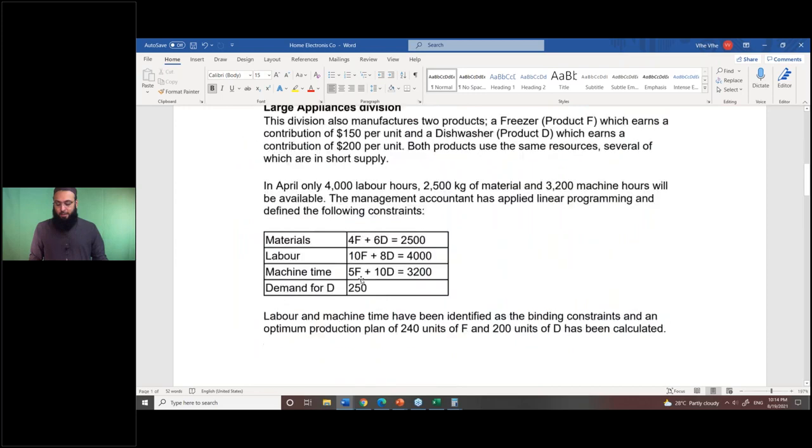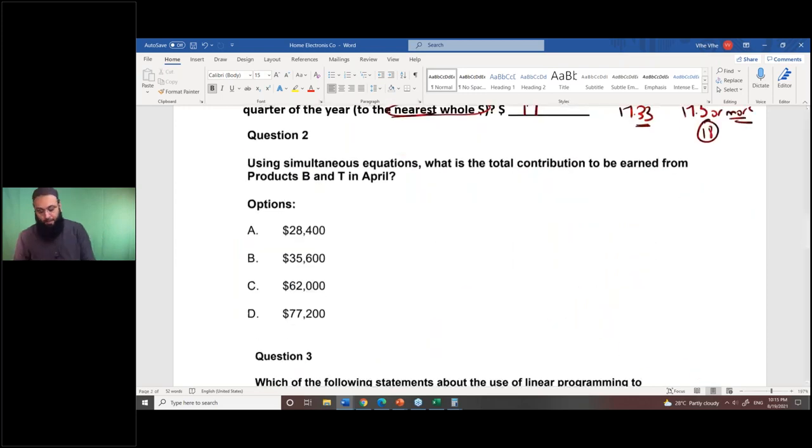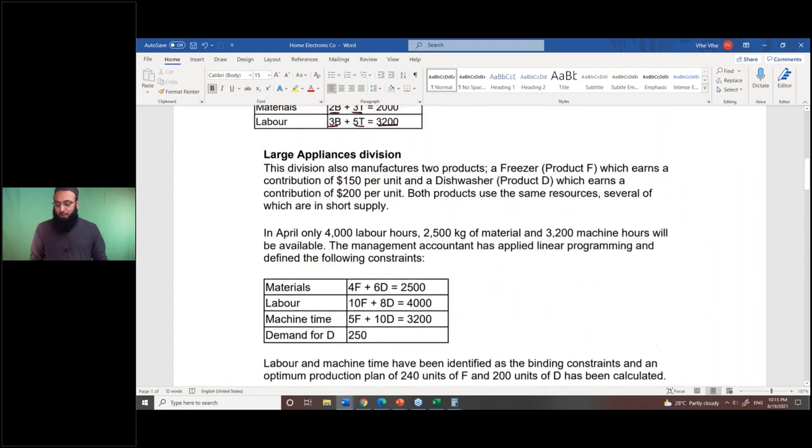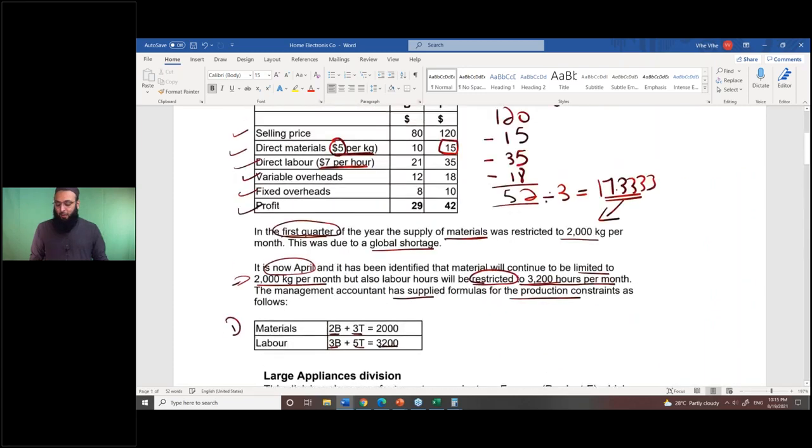Now, the second question is using simultaneous equations. What is the total contribution? Because there's no graph that you can use an iso line on here, okay? What is the total contribution to be earned from product B and T in April? Now, it's April, not the first quarter. And in this April, there are two limiting factors that you have to keep in mind: material and labor. And the equations are given to you.